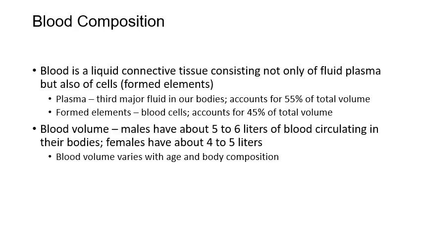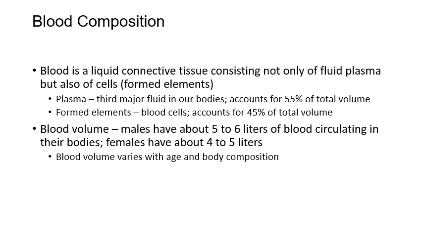All right, so what's blood made of? So it's got both a fluid component and a formed element component. That would be like the solid component, the cells. So plasma is the fluid component. The formed elements are the actual blood cells. So plasma accounts for about 55% of the total blood volume, whereas the cells account for about 45%.